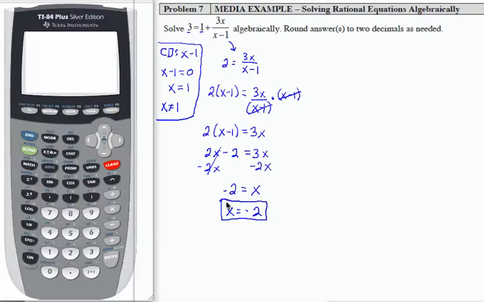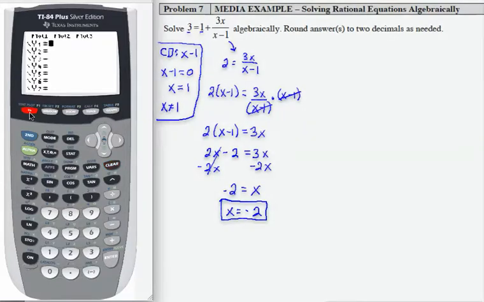Now, let's go ahead and check this graphically by going to our y equals on the calculator, and I'm going to enter 3, that's my y1. Then I'm going to enter 1 plus 3x divided by, now be very careful here, I'm going to put parentheses x minus 1. So I'm entering y1 is the left side of the equation, y2 is the right side of the equation.